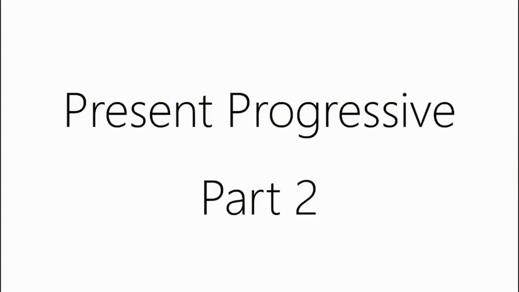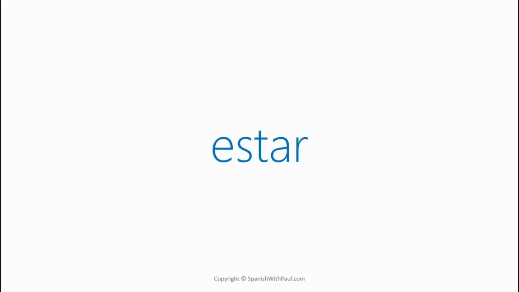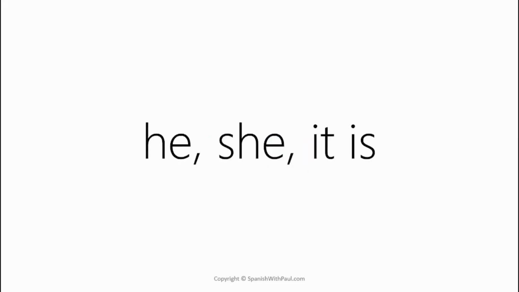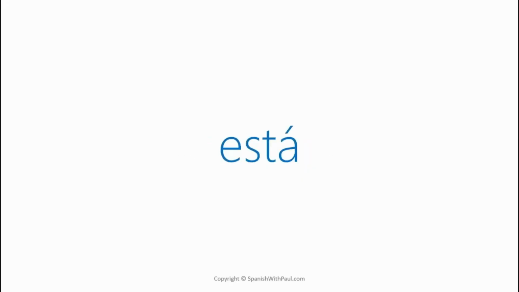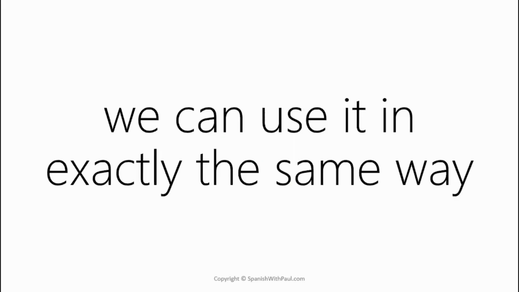As you've already seen, we're going to be using estar with the present progressive. So we had estoy for I am. Do you remember what he, she, or it is? Está. Make sure that you're not saying esta, where you would be placing the stress more here, because that would mean this in Spanish. For example, tonight is esta noche. It's important that your stress is here, está. Now, the nice thing is that we can use está in exactly the same way and really start to fully extrapolate the full power of the present progressive.